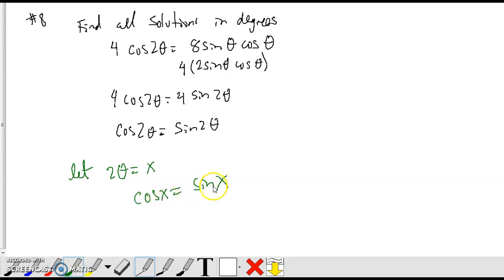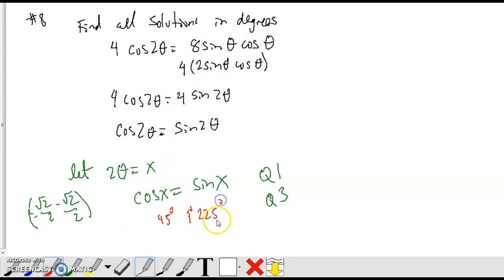Where are they both going to be the same answer? They're both positive in the first quadrant, and they're both negative in quadrant 3. The only numbers that will ever give you the same values are root 2 over 2 and root 2 over 2, either positive or negative. In degrees, we're talking about 45 degrees and 225 degrees. But those aren't our answers. That's just to make x be the same.